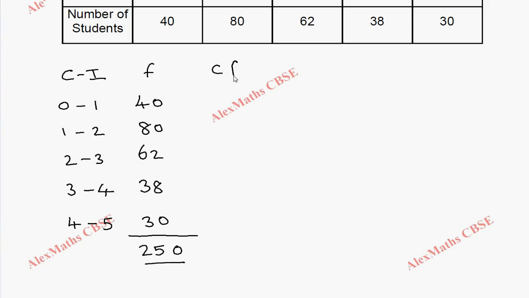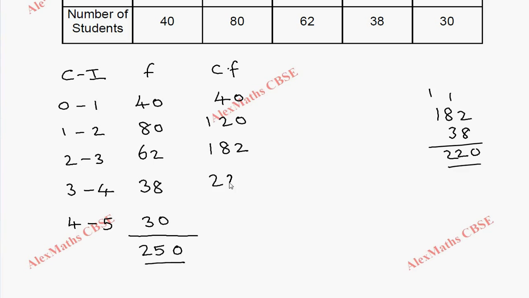We have to find the cumulative frequency CF. We have to write this 40 and we have to add 40 to the next frequency 80, which is 120. 120 plus 62, which is 182. 182 we have to add with 38. So this is 10 and this is 12. So totally it is 220. Then with 220, when we add 30, it becomes 250.